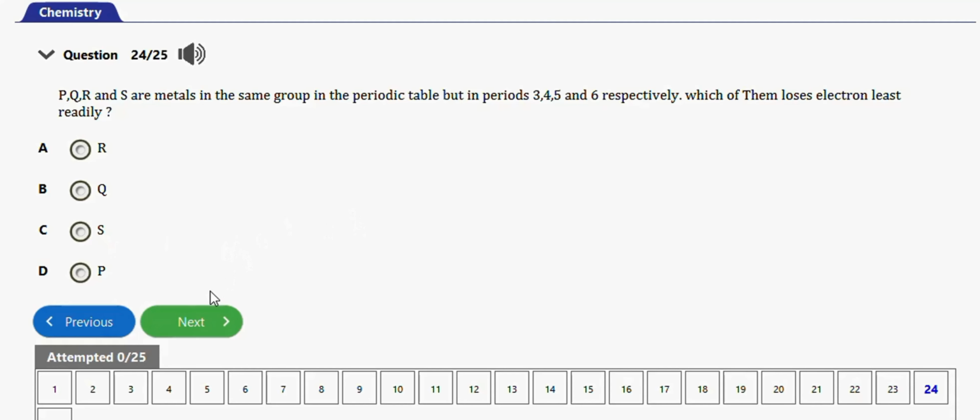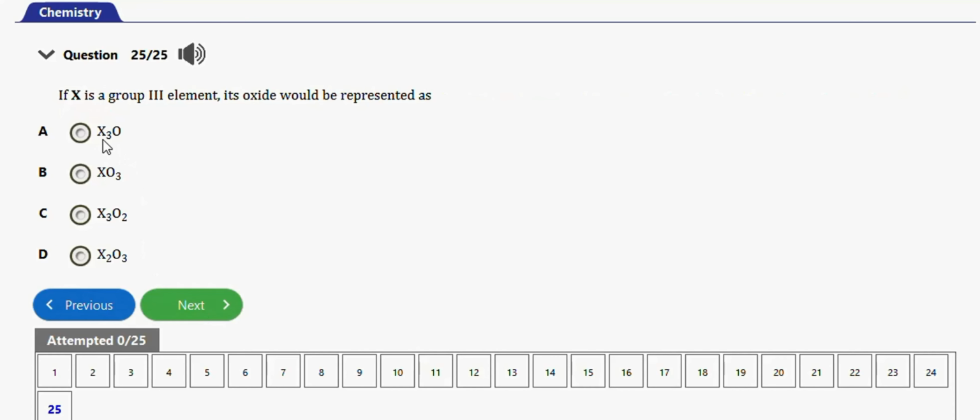Last question before I end this video will be this one. It says if X is a group 3 element, each oxide could be represented as, so this shows us that this will be aluminum oxide, so it will be this option D. Okay, this is how you're going to represent aluminum oxide when you replace this X with aluminum. Okay, so guys, this basically is how to solve problems involving elements in the periodic table. We practiced with 25 repeated questions for this topic.